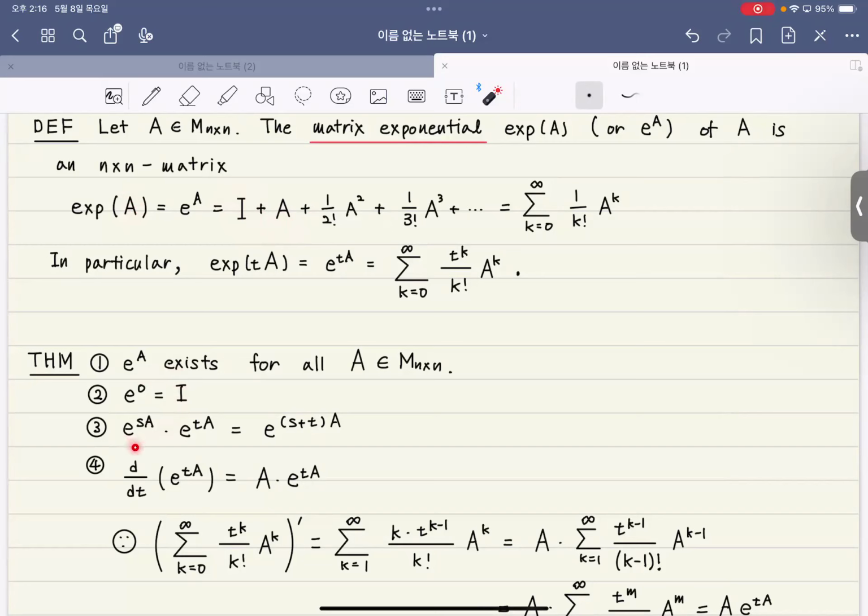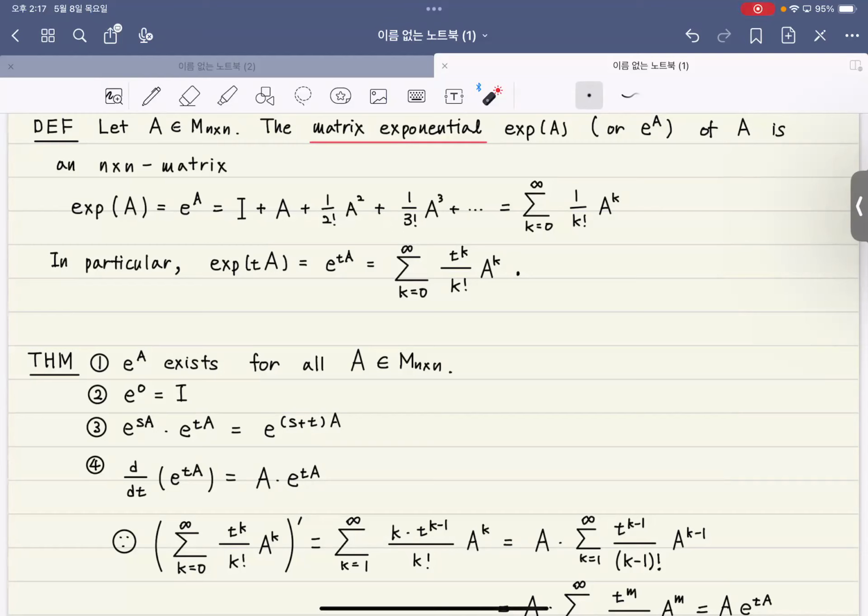And number 3 is not horribly complicated, but it requires some technique used in Calculus 101, which I'm not interested in. So let me take this for granted too. e to the s times A, multiplied by e to the t times A, as matrix multiplication, is e to the s plus t times A. So this really behaves like the real exponential function.